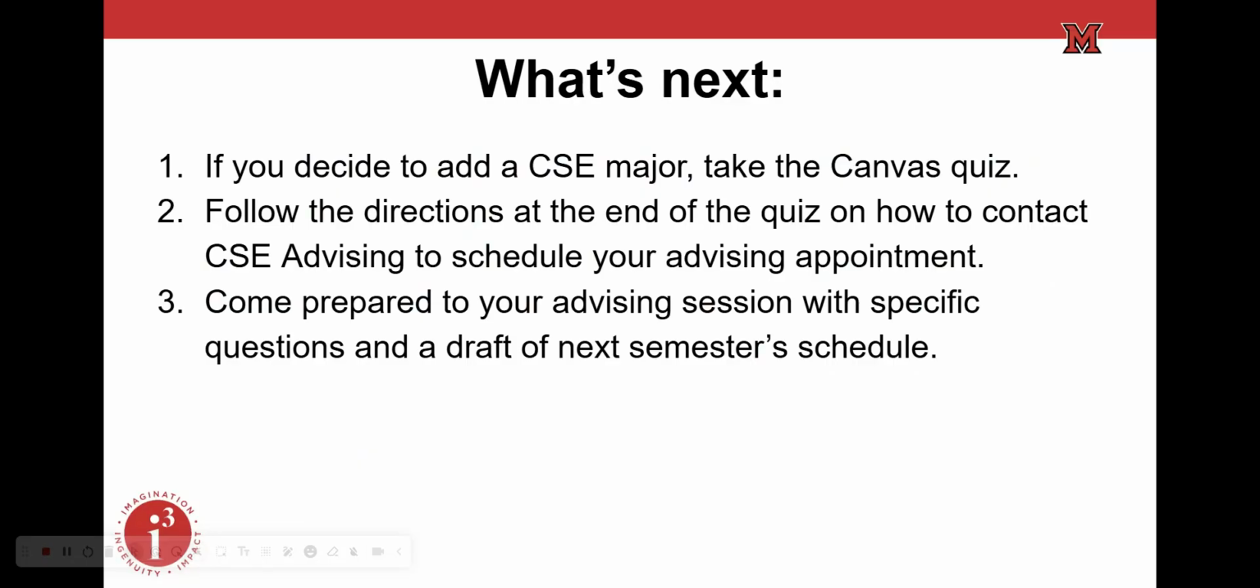So, what's next? If you decided you want to become a computer science BS or BA major, or maybe you want to be a software engineering major, please take the Canvas quiz. Follow the directions at the end of the quiz and how to contact CSE Advising to schedule your advising appointment. Come prepared to your advising session with specific questions and a draft of next semester's schedule.